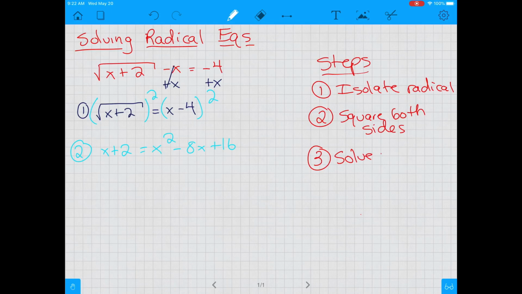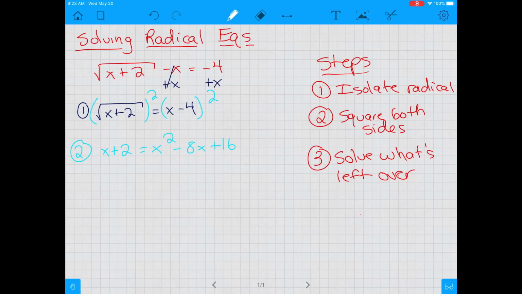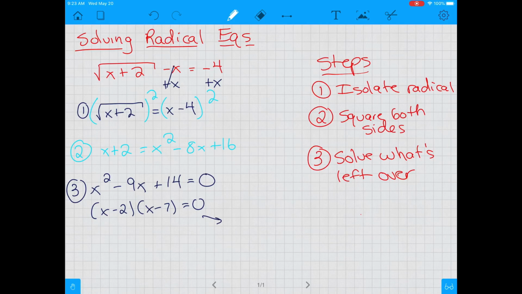So now, solve whatever is left over. In this case, because it's a quadratic, I'm going to get it equal to 0. So I'm going to move over the x plus 2 to the other side. I've got x squared now. I got to subtract x, so minus 9x. Got to subtract 2 to get plus 14 equal to 0. And that's actually nicely factorable. So x minus 2 times x minus 7 equals 0. So I've got two candidates for answers here: x equals 2 or x equals 7.